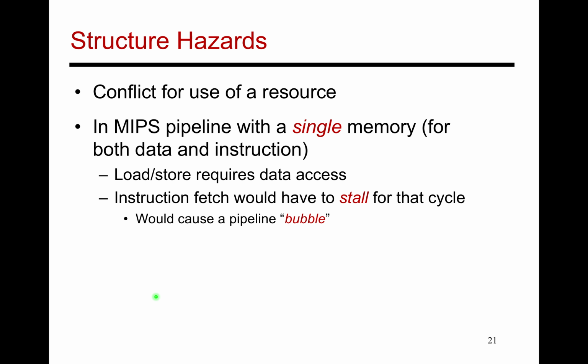So let's begin with the structure hazard. This happens when we have a conflict for use of a resource. For example, in the MIPS pipeline, if we assume that we only have a single memory for both data and instructions, then we have a problem because we can get into a scenario where we access the data for load and store operations, and at the same time we want to fetch the next instruction from the memory. Obviously, that's not possible. We cannot get the data and the next instruction in the same cycle. So when that happens, we need to introduce what is called a stall or a bubble into the pipeline.